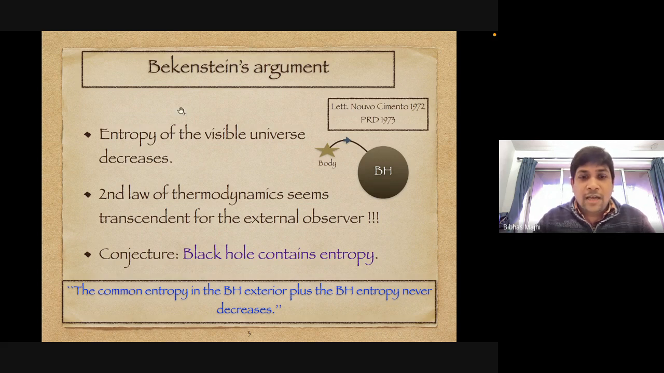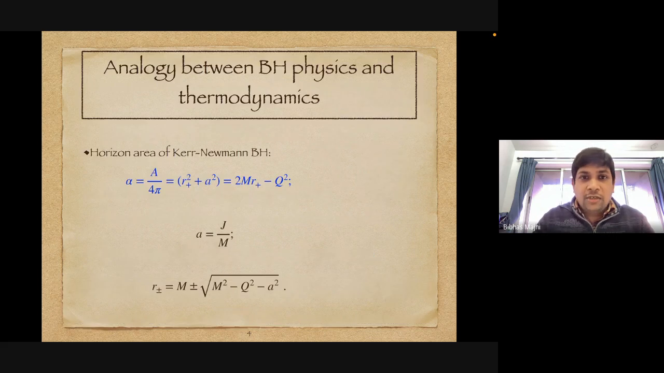Then Bekenstein conjectured that the black hole should have some entropy. His conjecture was that the entropy in the black hole exterior, which means our universe, plus the entropy of the black hole never decreases. So there must be some entropy of the black hole. So how to assign the entropy of the black hole? He started with a very basic mathematical construction in his paper.